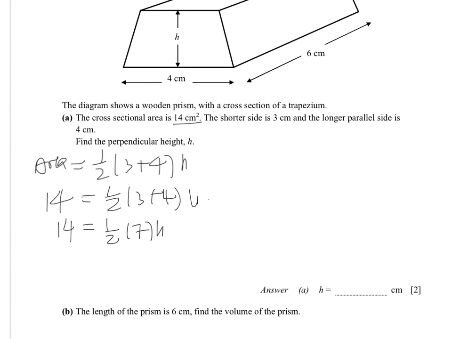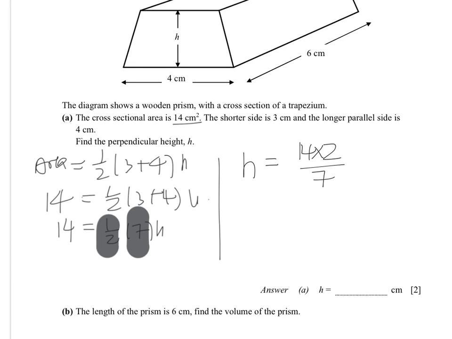So if you recall, to make h the subject, we have to multiply by 2 and divide by 7. So h is equal to 14 times 2 divided by 7. After cancellation, you have height equals 4.